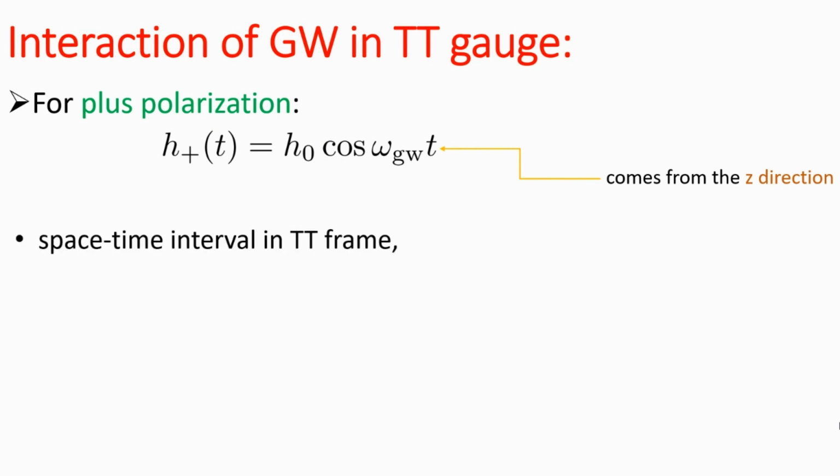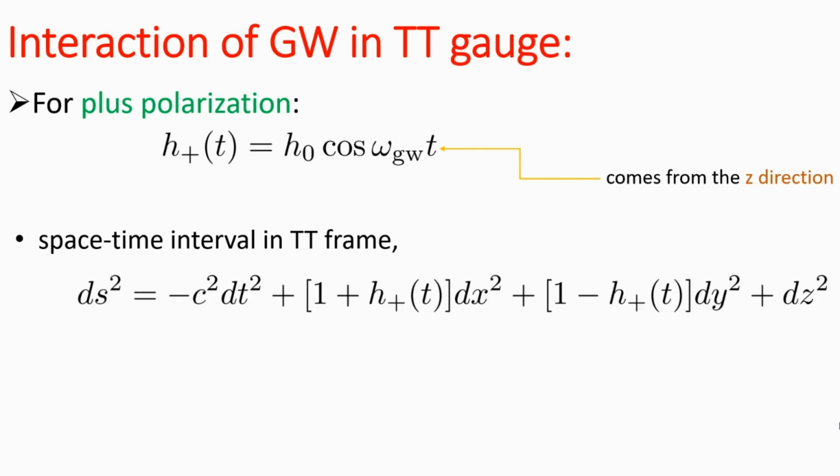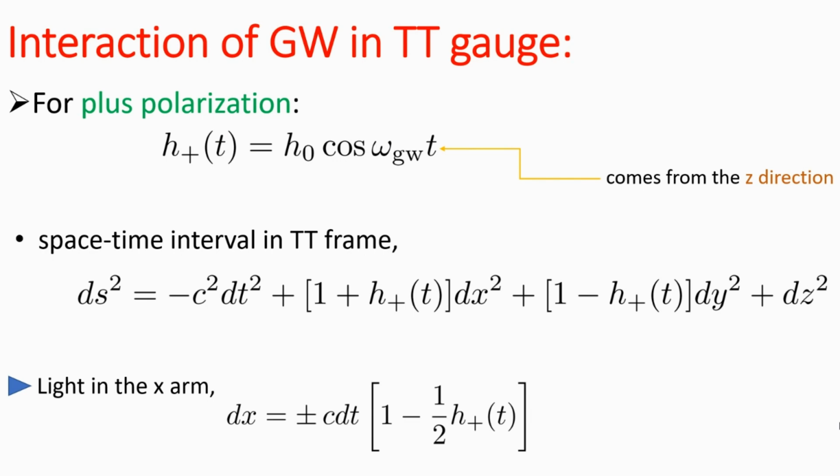Now going forward, we can write the spacetime interval in the TT frame in that particular manner, and as we know, the photon travels along null geodesics. By implementing that, we can calculate this particular term.